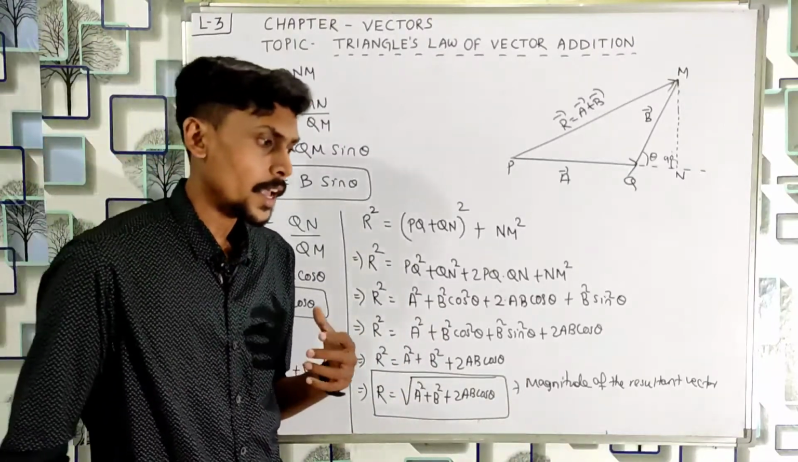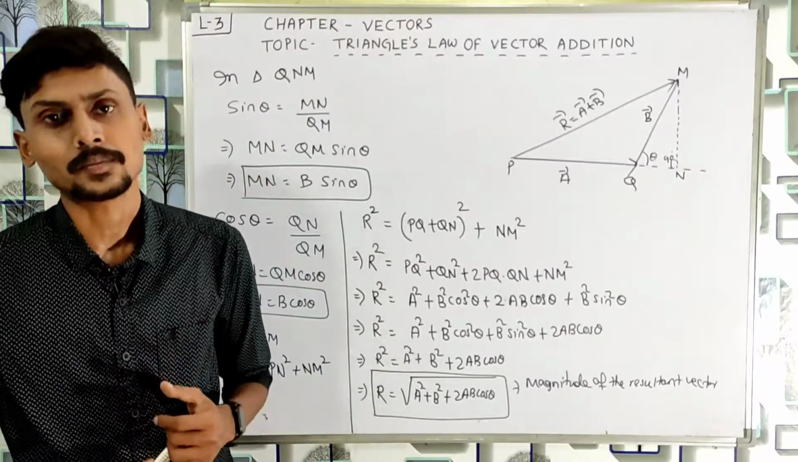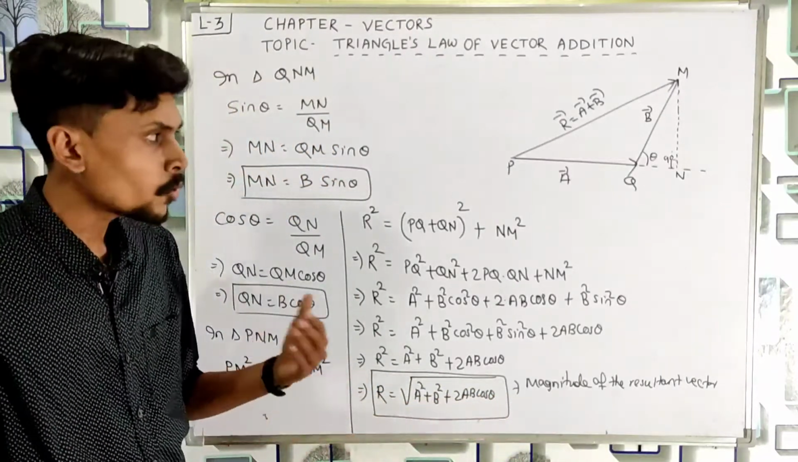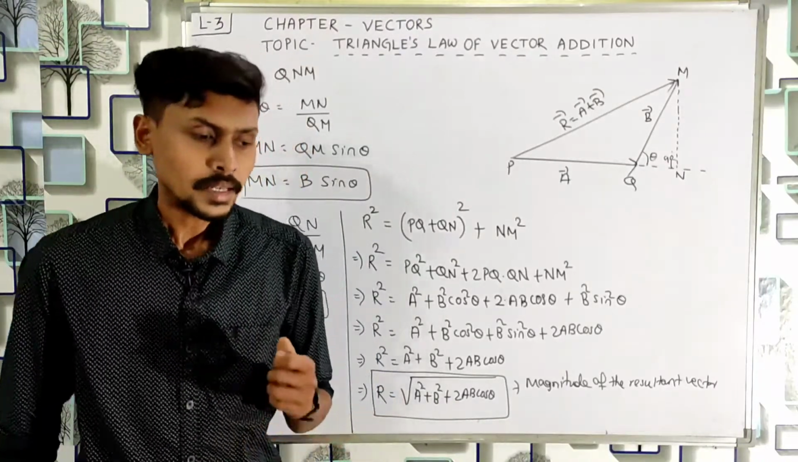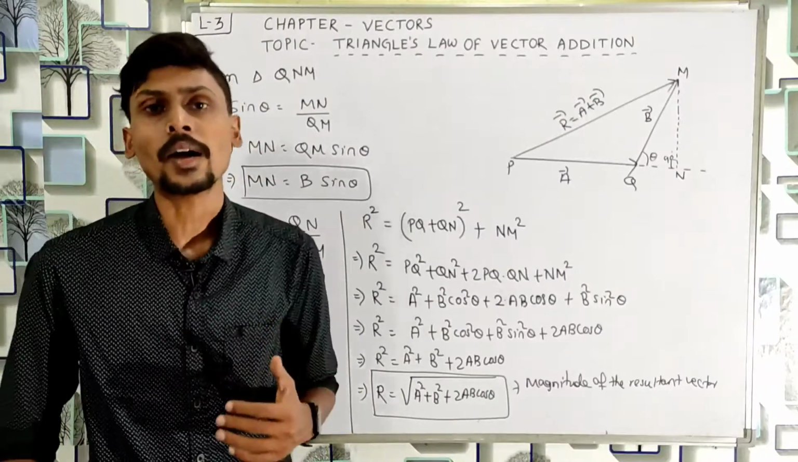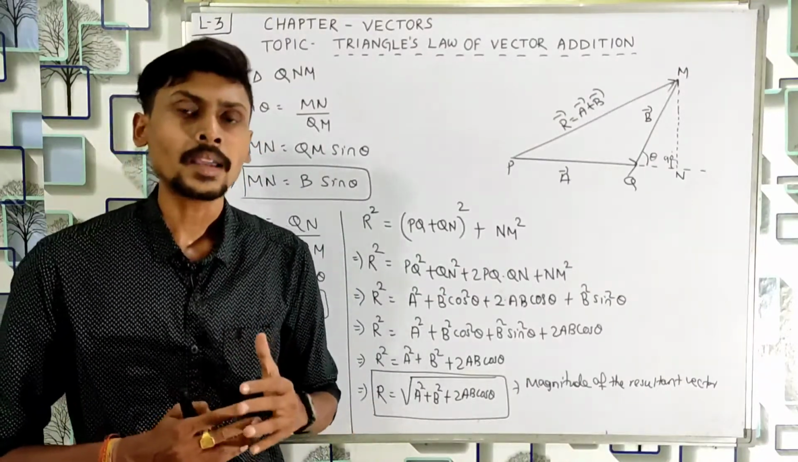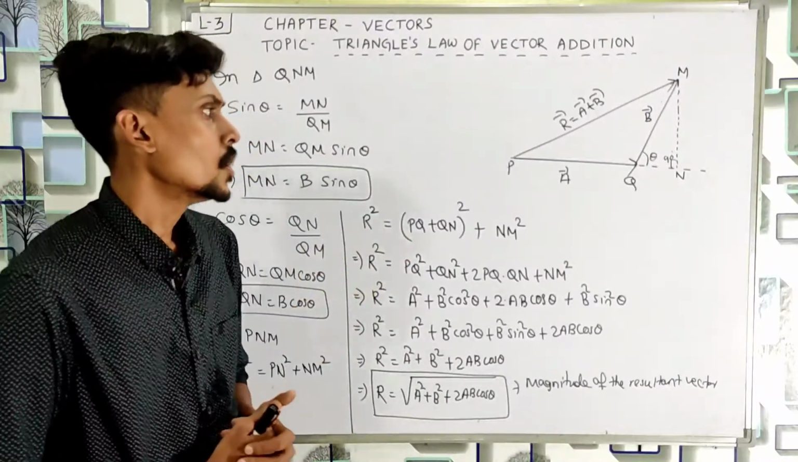But we know that a vector is represented by the magnitude as well as direction. So we have found the expression for the magnitude. Now we have to find the direction of our vector. Direction means we have to find what is the angle made by the resultant vector with any one vector.